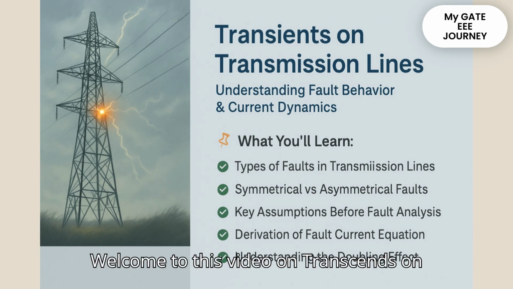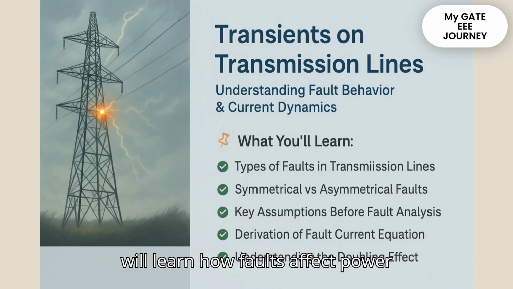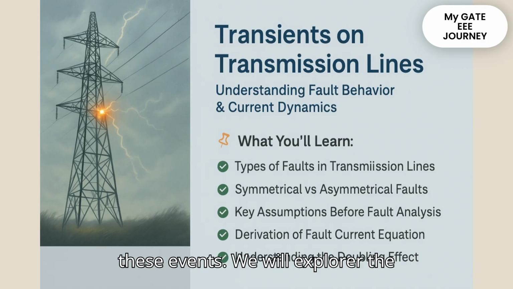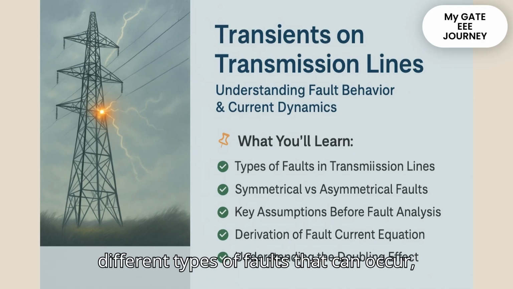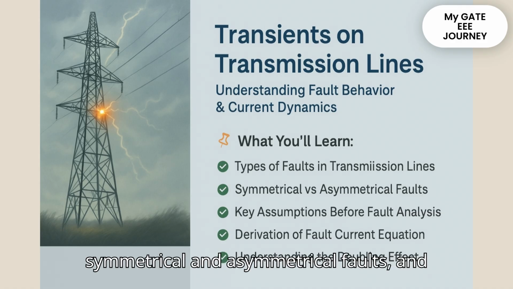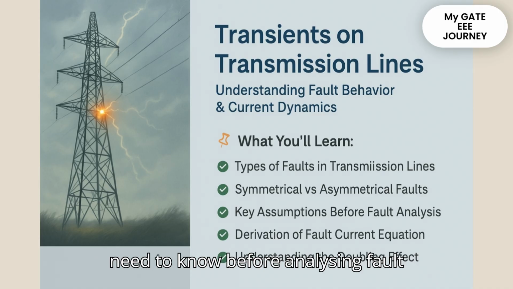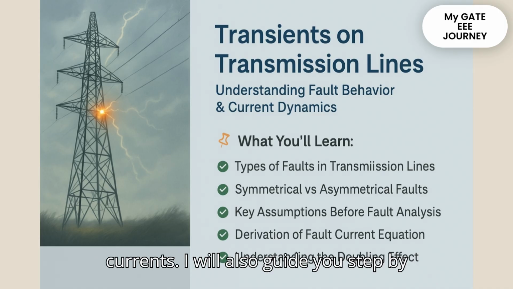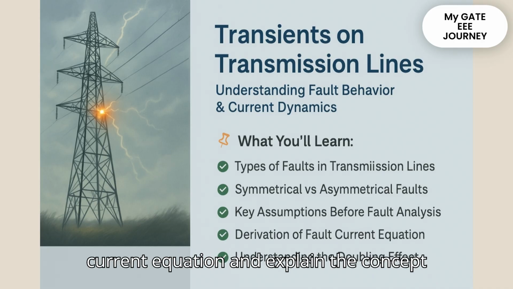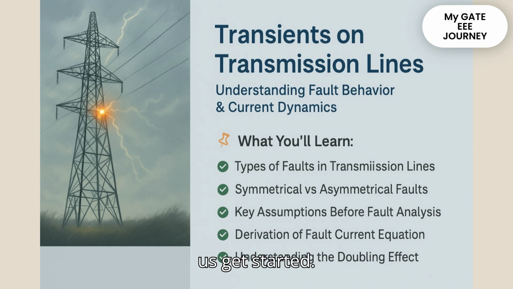Welcome to this video on transients on transmission lines. In this session, you will learn how faults affect power systems and how current behaves during these events. We will explore the different types of faults that can occur, understand the key differences between symmetrical and asymmetrical faults, and discuss the important assumptions you need to know before analyzing fault currents. I'll also guide you step by step through the derivation of fault current equation and explain the concept of doubling effect in simple terms. Let's get started.